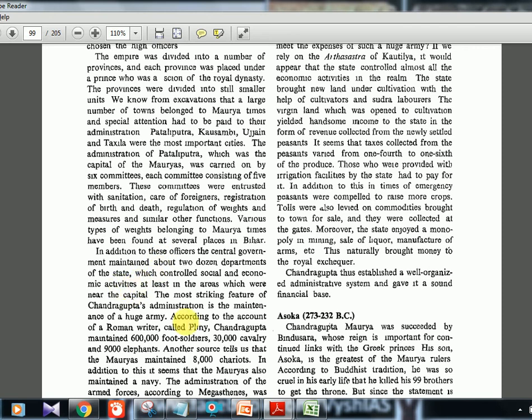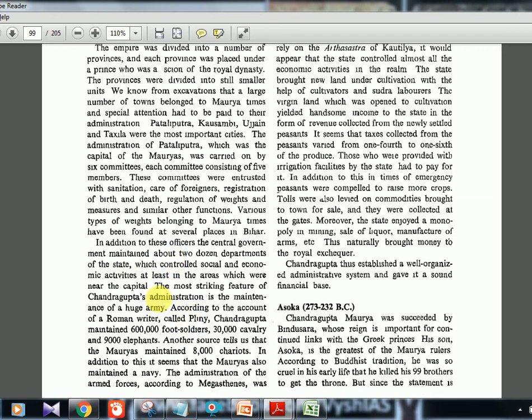The most striking feature of Chandragupta Maurya's administration is the maintenance of a huge army. According to an account of the Roman writer Pliny, okay, so now we have a third book. First we saw Kautilya's Arthashastra, then Megasthenes' Indica, and now it is the Roman writer Pliny writing about Chandragupta, that is, he maintained 6 lakh foot soldiers, 30,000 cavalry, and 9,000 elephants. Okay, so this is huge, far more than the Nanda dynasty. Another source tells us that the Mauryas maintained 8,000 chariots also. So in addition to this, it seems that the Mauryans also maintained a navy.